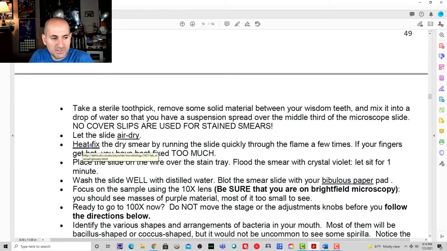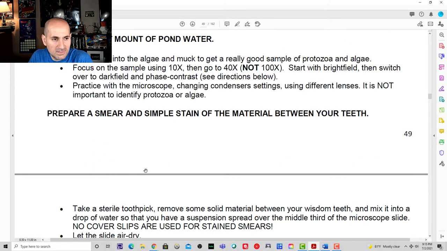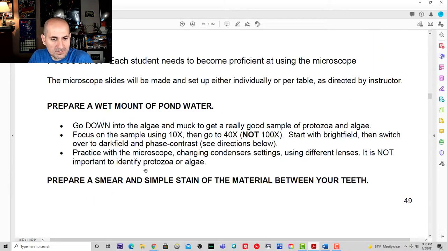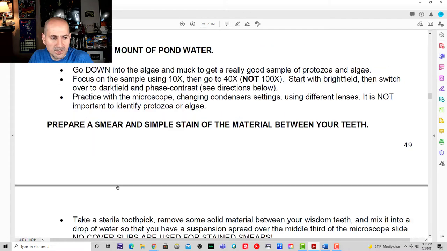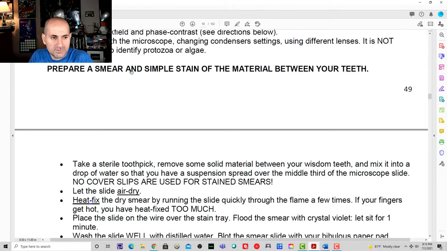Know why you heat fix. Remember, why do you heat fix? Definitely know that you heat fix your specimen, your smear, to adhere the cells to the slide so they don't wash away. Now, let's talk about smears a little bit. With smears, please know, again, why do you heat fix?